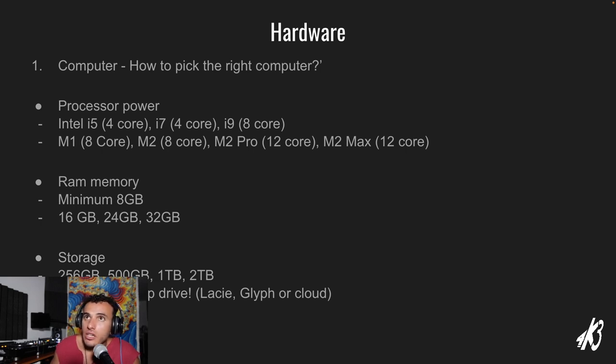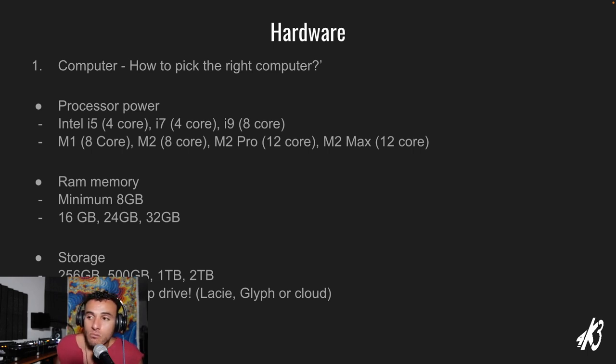So that's pretty much how it goes. Get at least the i5. If not, get the i7, if not get the i9 or M1, M2. If you can afford the M2 Pro, that'd be great. M2 Max, then you're really flexing.